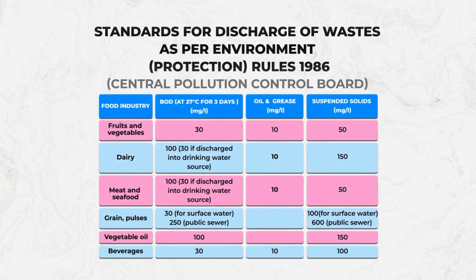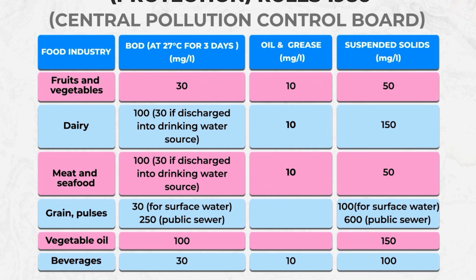But here in this table, I will show you only 3 parameters for wastewater from different food processing areas. Here you can see the maximum permissible limits as per these standards: the maximum permissible limit for BOD, for oil and grease, and for suspended solids. All of these are expressed in milligram per liter of wastewater, that is, in ppm.